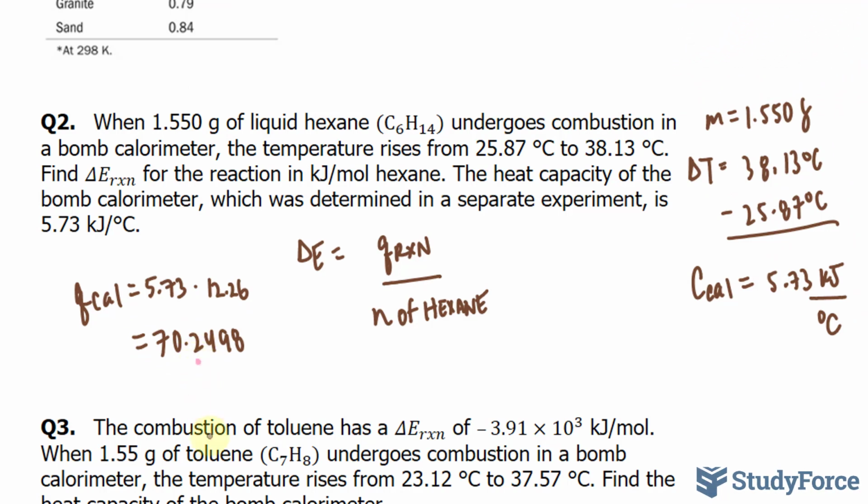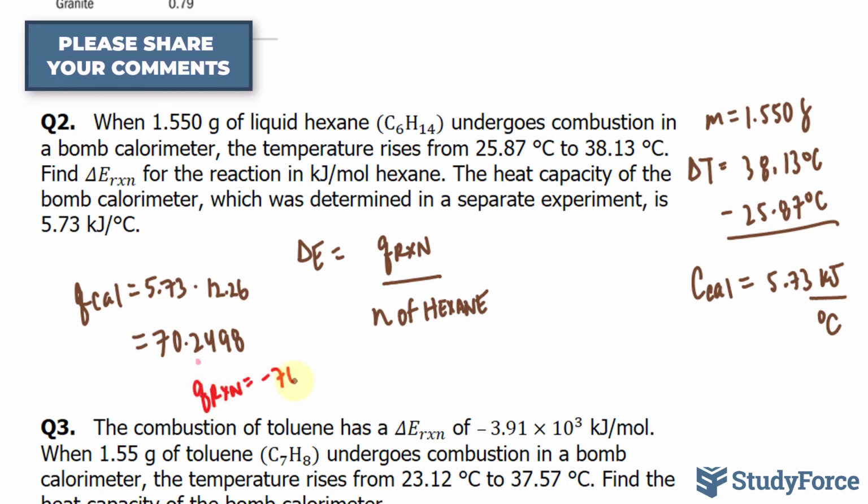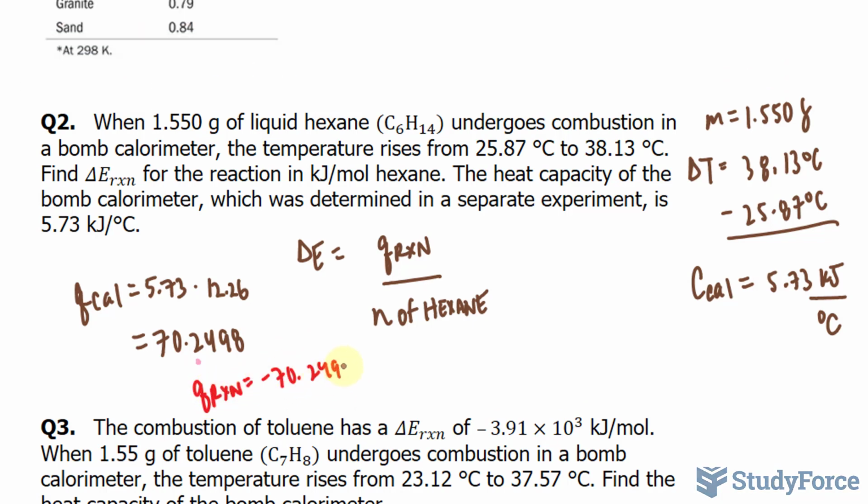I'll put a dot underneath this too, but I'll keep those following numbers just so that I don't run into rounding errors. This number is equal to negative Q of the reaction, and that makes sense because the calorimeter is absorbing the heat, and what's releasing the heat was the burning of that molecule. So this number should be negative. Q Rxn is equal to negative 70.2498, and that will go right there.